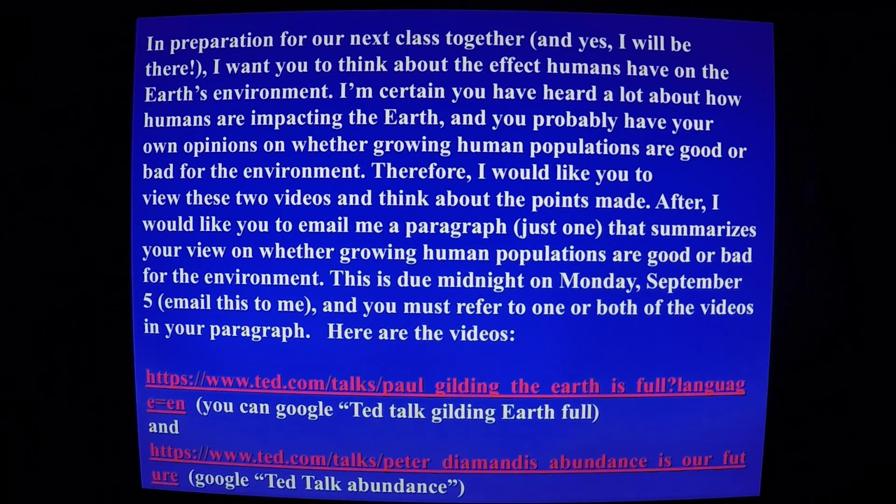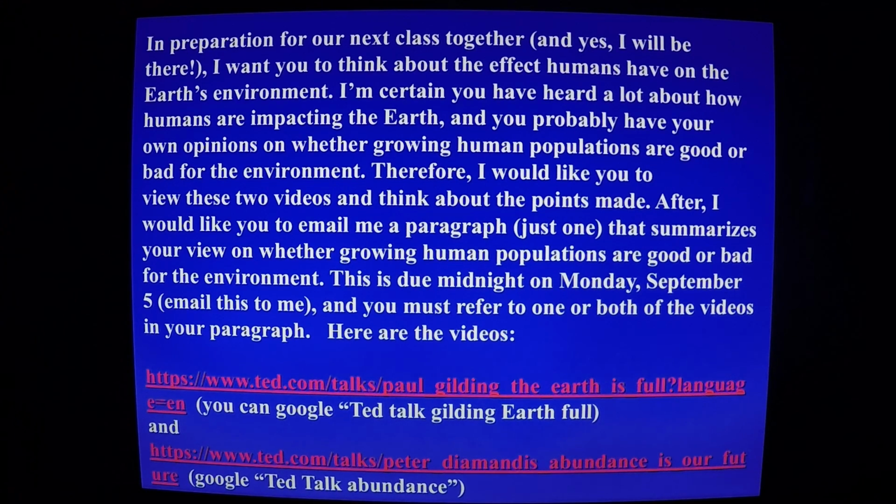And then after thinking about it a little bit, I'd really like you to write a one paragraph, just one paragraph, that's it, I don't want any more, that summarizes your view on whether you think growing human population is good or bad for the environment. So I'd like you to type out a paragraph, email it to me by Monday night, September 5th. That's the night before our first class back together. In your paragraph, you should refer to one or both of the videos, hopefully something you learned by watching them, that you can use as an example to make your case.